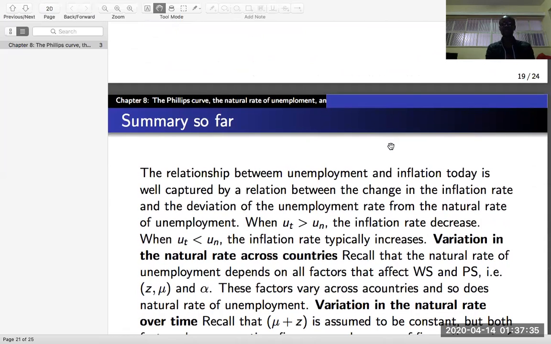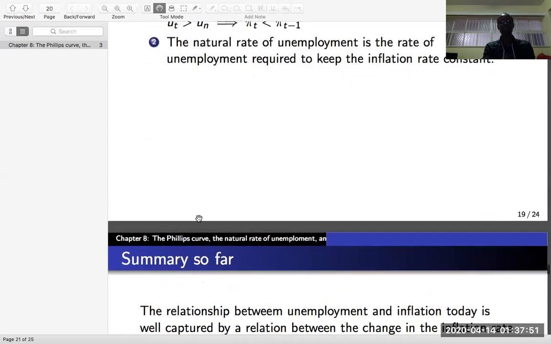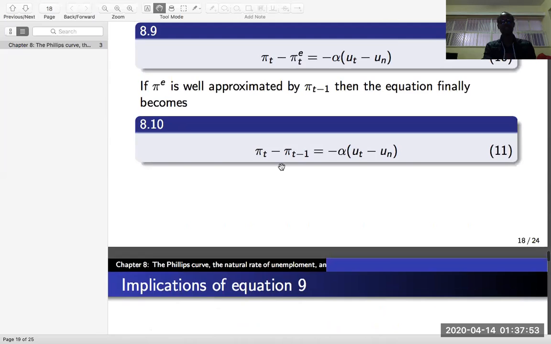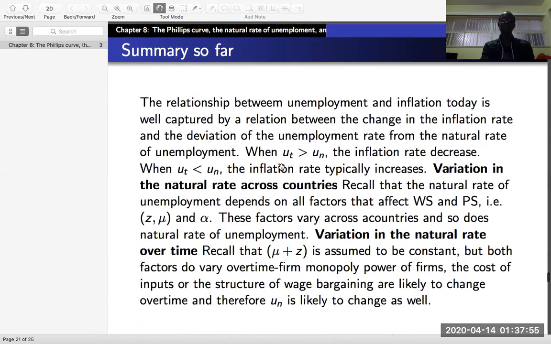So the relationship between unemployment and inflation today is well captured by the relationship between the change in the inflation rate and the deviation of the unemployment rate from the natural rate of unemployment. So that is important. Today, what we're talking about is what equation 11 depicts, and not what the original Phillips curve was showing.